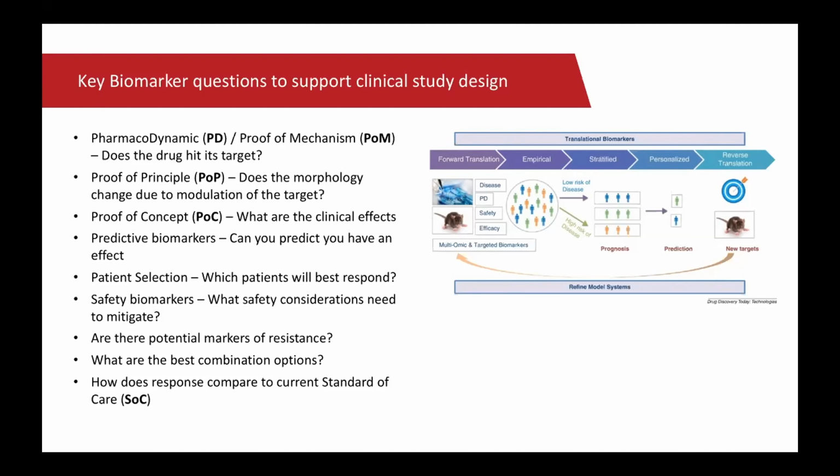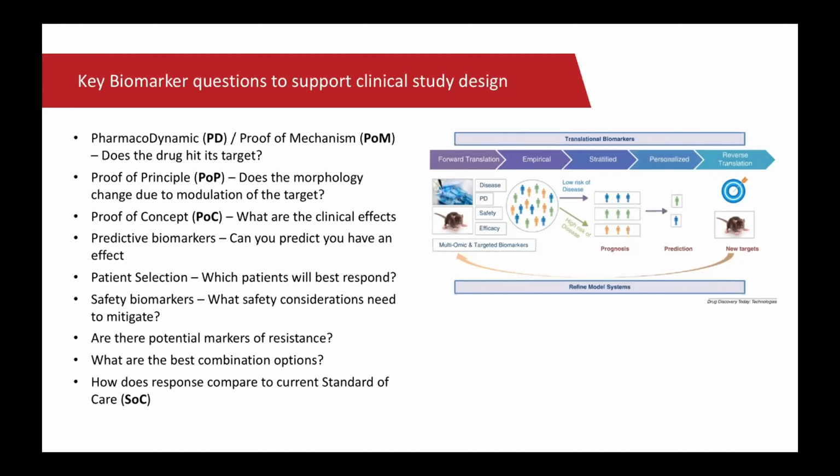We measure things like predictive biomarkers. Can you actually predict you actually will have an effect on that target? But also patient selection, which is the most common biomarker that's measured in the clinic. Which patients will be best to respond? So if you were going to pick out a patient that was going to actually work on, what's that subset that you need to select to make sure you have the best chance of success for your drug?